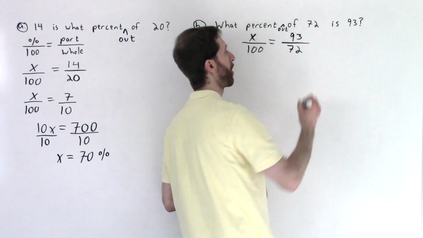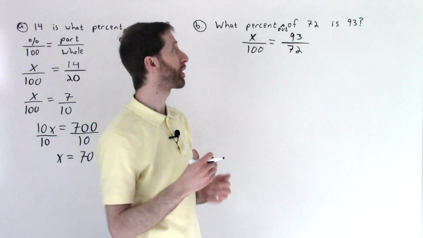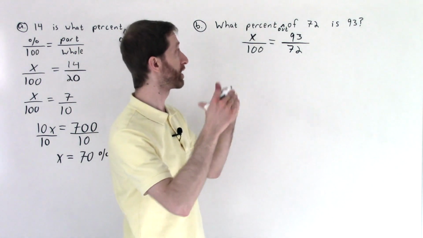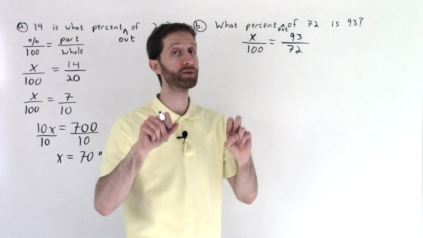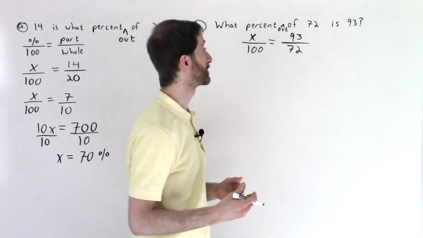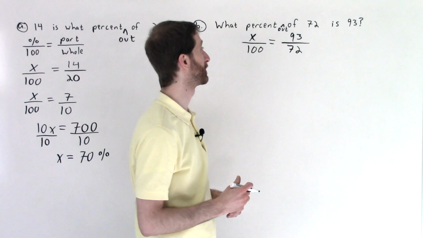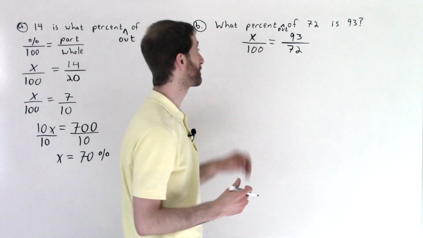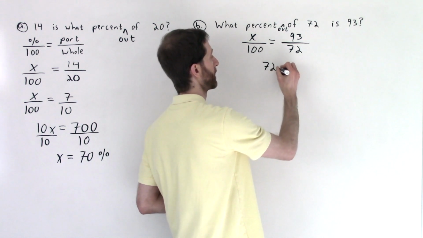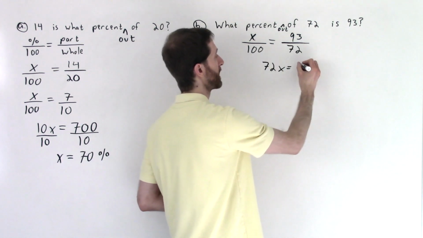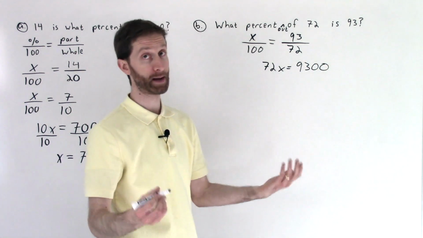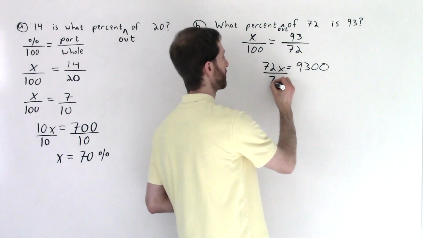You might say, how can the part be more than the whole? These words part and whole don't necessarily mean that the part is less than the whole. You can have many parts that are more than what we consider to be a whole unit, and that is the case here. Now we could simplify, but I think simplifying this would be a little bit nastier, to be honest. So I'm going to jump right into multiplying: 72 times x, and 100 times 93 is 9,300. We're going to undo multiplication by dividing, so we'll divide both sides by 72.